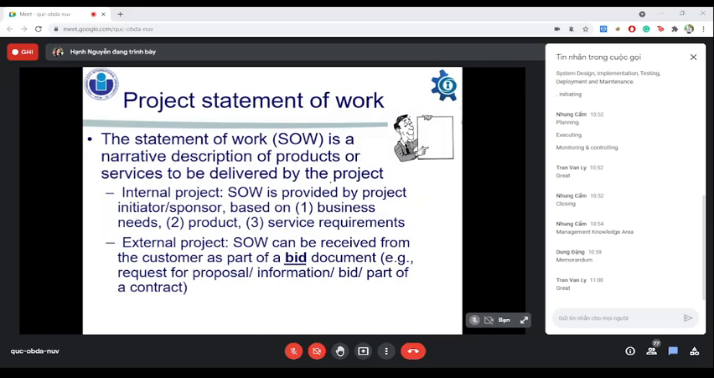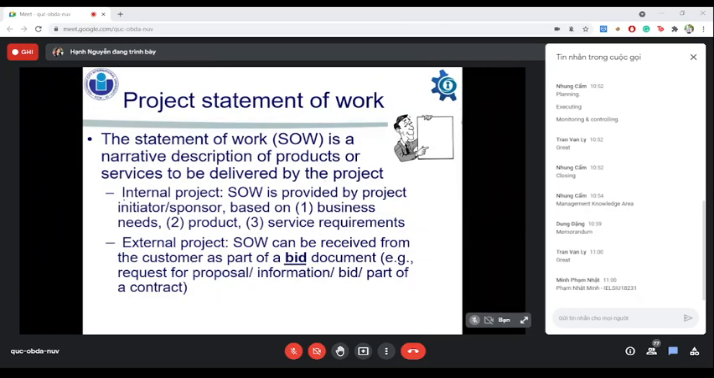You should keep in mind there are two types of project statement of work, internal and external. The internal one is provided by the initiator or sponsor, which means inside the company, like the business, product or service requirement, or other requirements you need. The external one is what you receive from the customer. A very typical example is bidding, like an invitation to bid, or even a small part of a contract and so on. So there are two types of project statement of work.